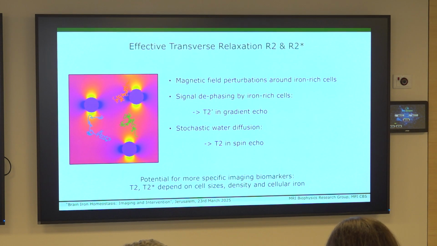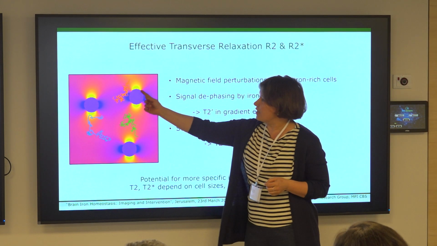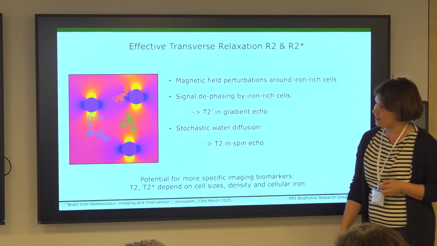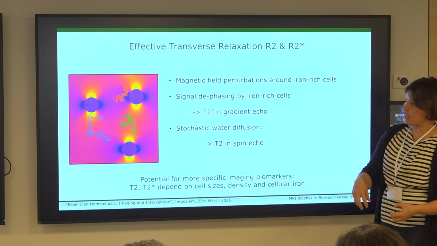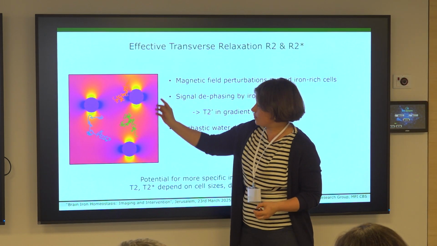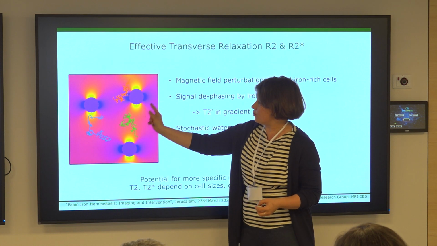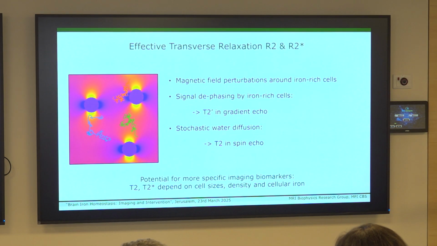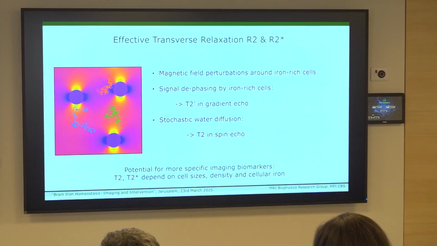So how does R2* come about? What is the physics behind R2*? You can think about iron-rich cells as tiny inclusions, tiny small dipoles in the tissue. If you put them into a magnetic field, they generate a dipole field around them. So the spins located close to the pole or close to the equator would experience different magnetic fields. They dephase, and this is how the signal decays.